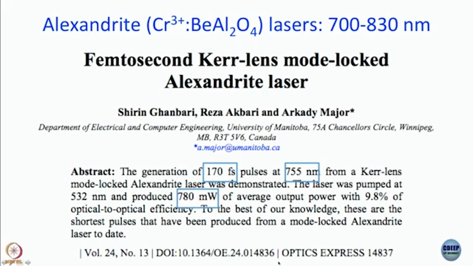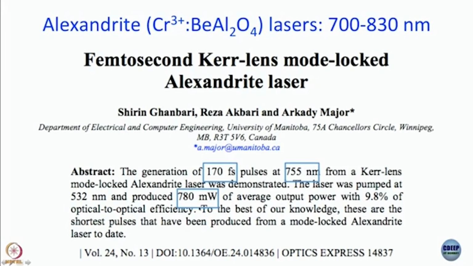Which year? Oh, the year is not even there. I think 2012, if I am not much mistaken, when the DOI is given. 2012. Even in 2012, read the first line: generation of 170 femtosecond pulses at 755 nanometer from a Carl Zeiss lens mode locked alexandrite laser was demonstrated.